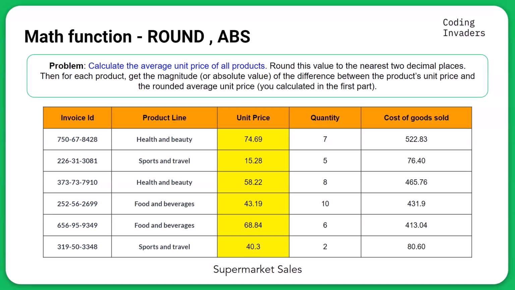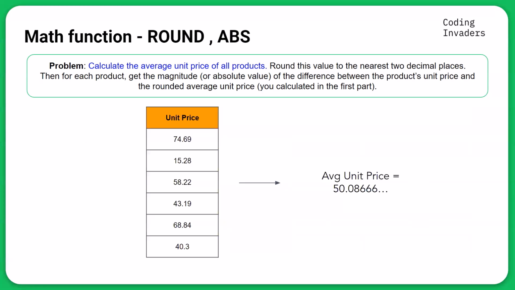Now, how will we calculate the average of this? That is, we add all these unit prices and then divide by the total number of records or the total number of rows. So, in our example, we will get the average unit price as 50.08666 and so on. Next, what have they asked in our question? We need to round this value to the nearest 2 decimal places. So, for this part of the question, our output should look like 50.09.